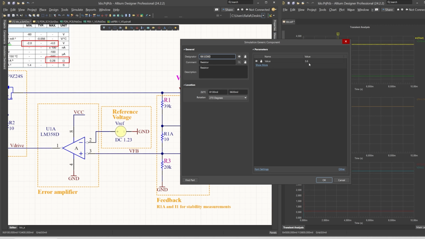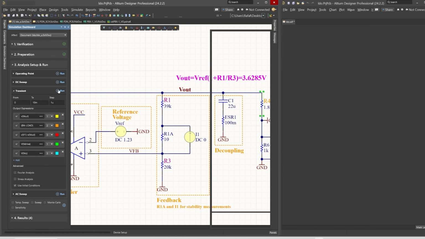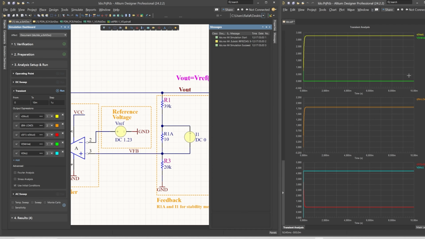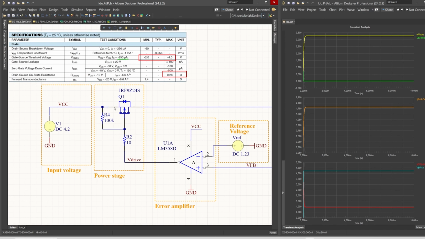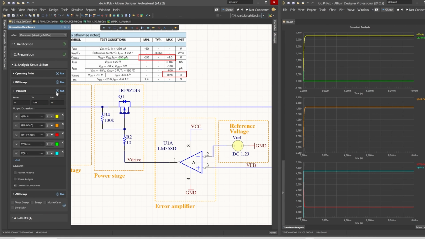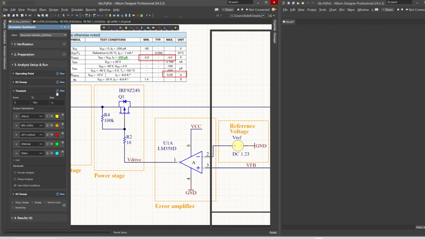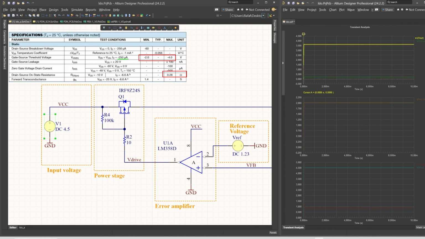Let's reduce the load to 3.6, 1.8, 2 amps. Let's just have it at 2 amps. No, of course, we are out of regulation. Probably we will need much more voltage drop across the source and the gate. The V-drive is saturated to ground. Let's increase it to 4.5. Probably I will need to replace the transistor with a different one to keep the regulation stable at 2 amps.